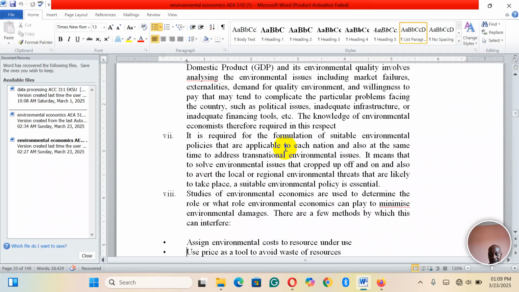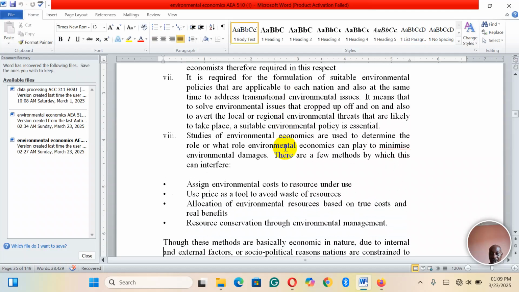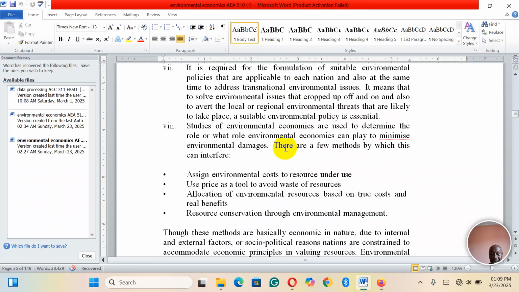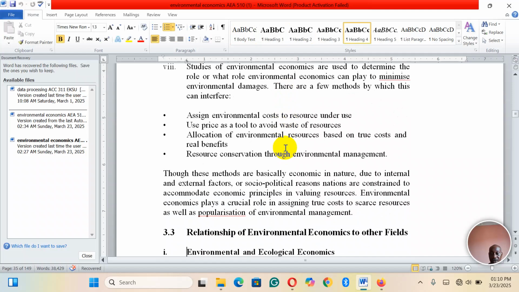Then lastly, studies of environmental economics are used to determine what role environmental economics can play to minimize environmental damages. And so these are a few methods by which it can be done. One, assign environmental cost to resources under use. Two, use price as a tool to avoid waste of resources. Three, allocation of environmental resources based on true cost and real benefit. And then four, resource conservation through environmental management.